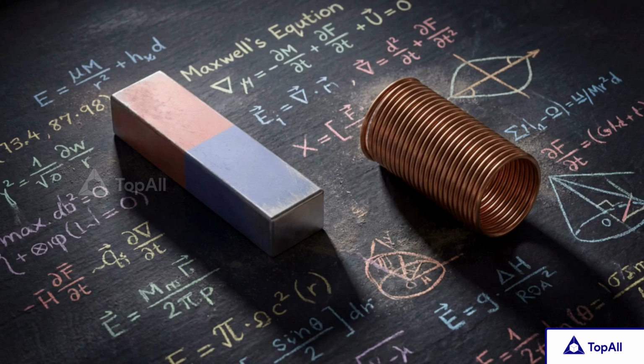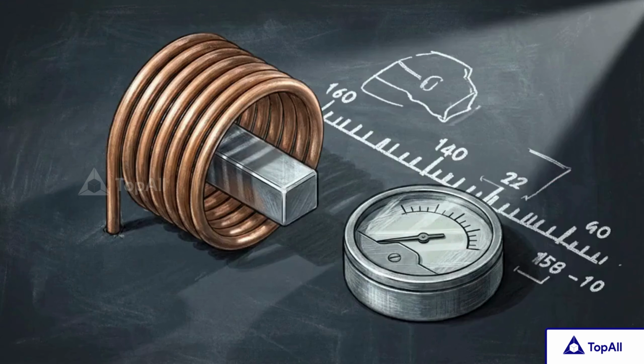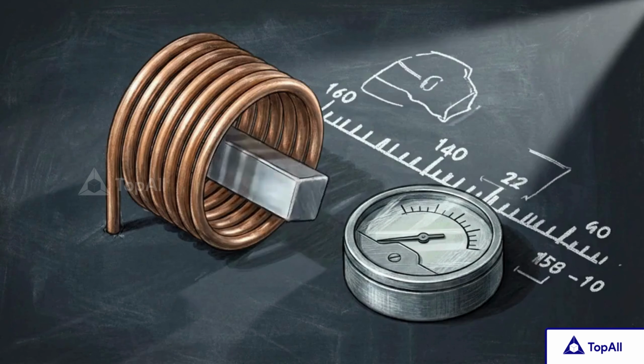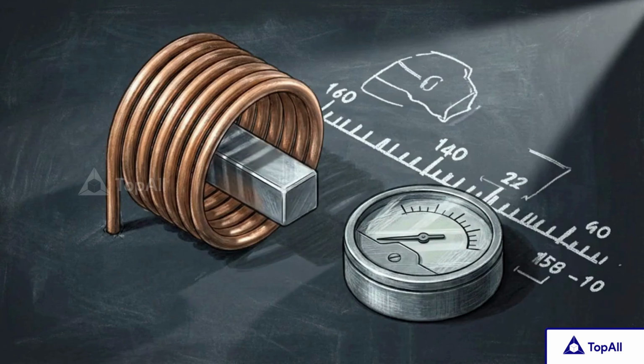He started with a logical assumption. If electricity can create magnetism, a magnet should create electricity. But when you place a tremendously powerful magnet perfectly still inside a copper wire coil, absolutely nothing happens. The meter stays at zero.